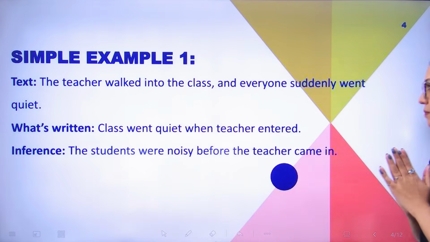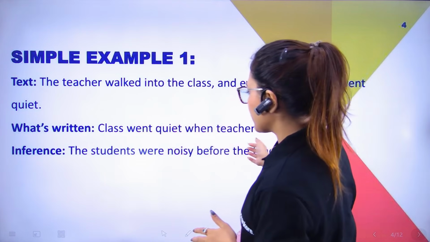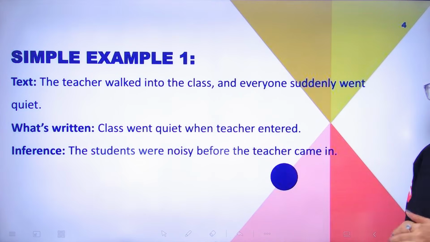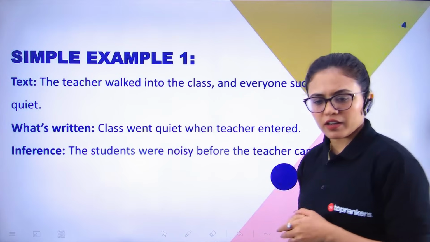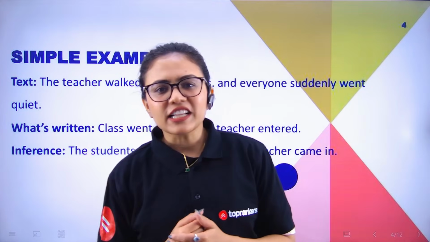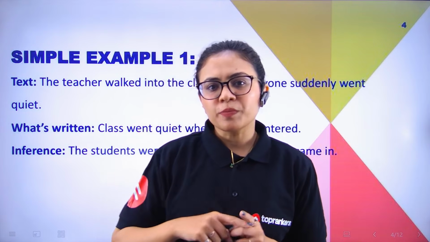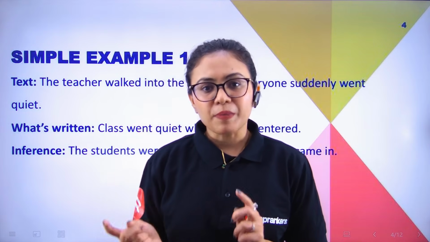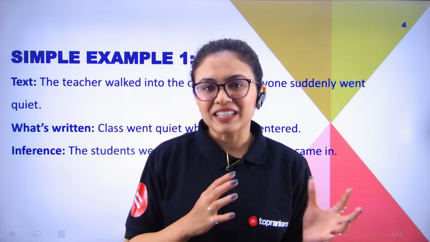Now, let's see a very simple example. The text says the teacher walked into the class and everyone suddenly went quiet. So जो लिखा हुआ है वो तो हम clearly देख ही सकते हैं that class went quiet when the teacher entered. But what can we infer? इससे इन्फ्रेंस ये निकलता है कि क्लास को चुप इसलिए होना पड़ा बिकॉज पहले वहां पे बहुत बातें हो रही थी.